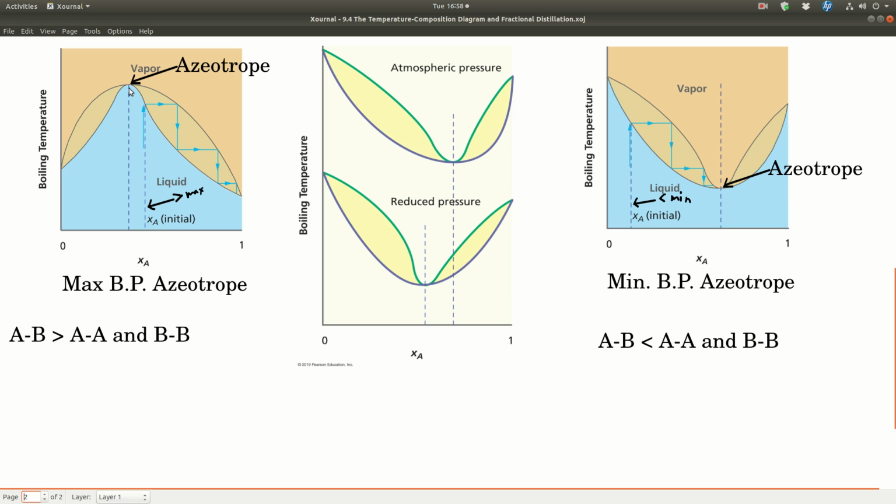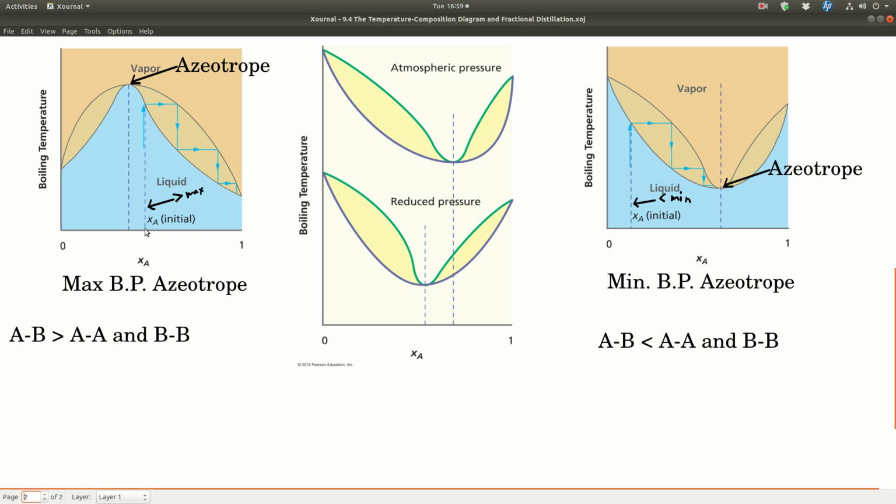By the way, this mixture, where when we boil it, the composition of the vapor is the same as the composition of the liquid, is called an azeotrope. That's what an azeotrope is. And if you have an azeotrope and you try to boil it, you're not going to do any separation at all. You won't accomplish anything, because the gas phase will have the same composition as the liquid phase.